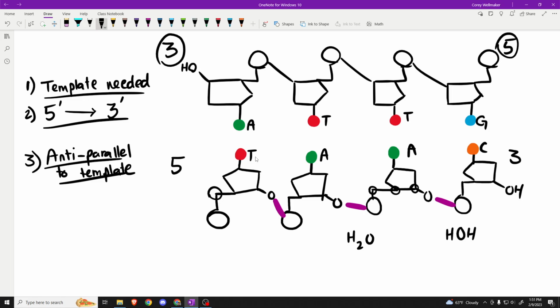If they're the same number, they're parallel, not anti-parallel. And again, I know that this is the 3 side because I have carbon number 5, 4, 3 with its hydroxyl sticking out at the end of the chain. So this is the 3 side.